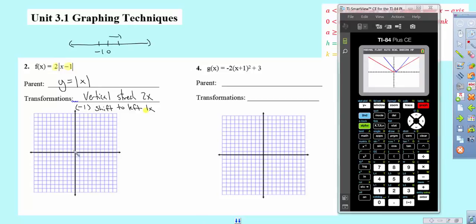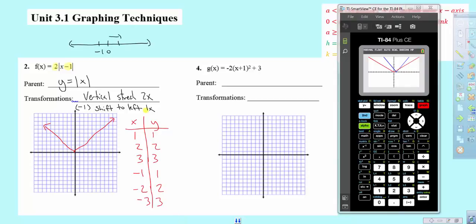So the parent in this case goes through (1, 1), (2, 2), (3, 3), (4, 4), (5, 5), and (-1, 1), (-2, 2), (-3, 3), (-4, 4), (-5, 5). Because when you make a table of values here and you think about the transformation, you plug in 1, you get out 1. You plug in 2, absolute value 2 is 2. You plug in 3, you get out 3. You plug in -1, you get out +1. You plug in -2, you get +2. You plug in -3, you get +3.